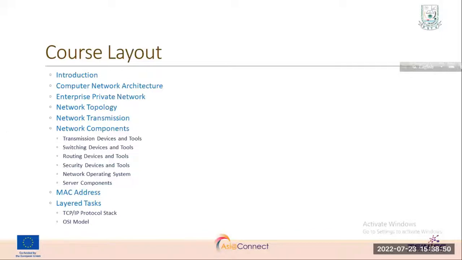And then today, we will learn about network components, like transmission devices and tools, switching devices and tools, routing devices and tools, security devices and tools, network operating systems, server components, medium access control addresses, and network layer, transmission control protocol, internet protocol stacks, and OSI models. So this is the second part of this course, to learn about different network components.